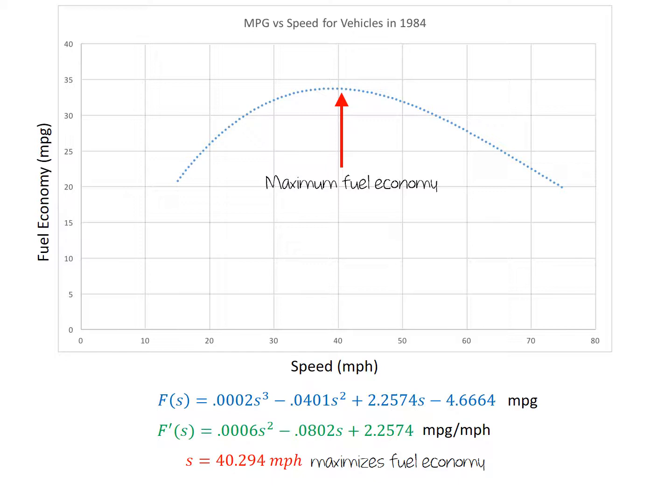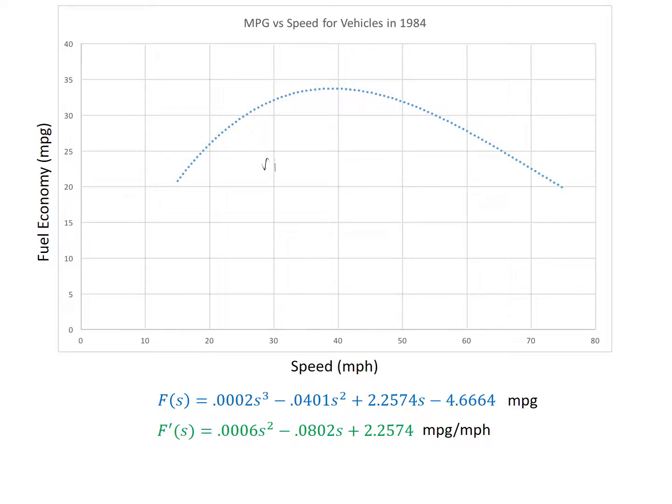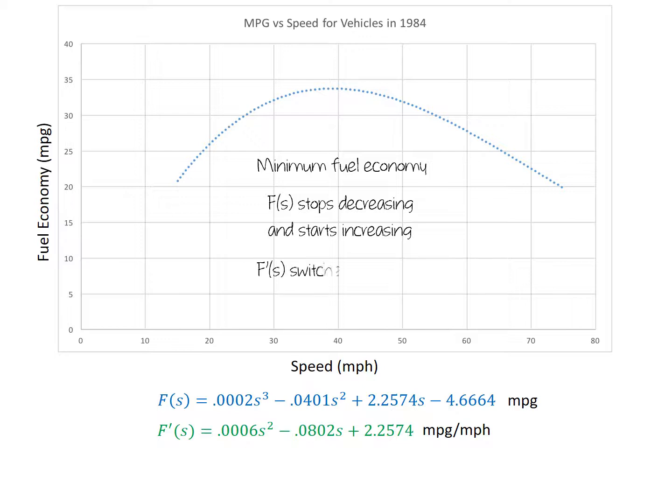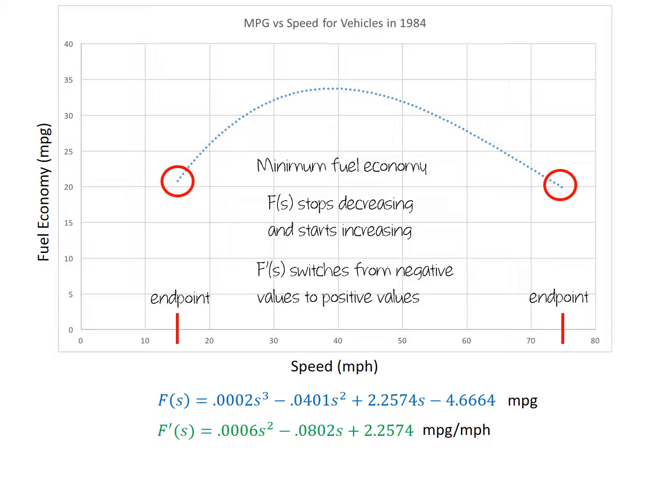Now, what about finding the minimum fuel economy? The minimum fuel economy should occur when f of s stops decreasing and starts increasing, or, in calculus terms, when f prime of s switches from negative values to positive values. However, in this scenario, there isn't any speed where the fuel economy stops decreasing and starts increasing. Instead, we can see that the fuel economy is lowest at either the smallest speed value that we're using or the largest speed value that we're using. These are called endpoints of the interval of speed that we're looking at.